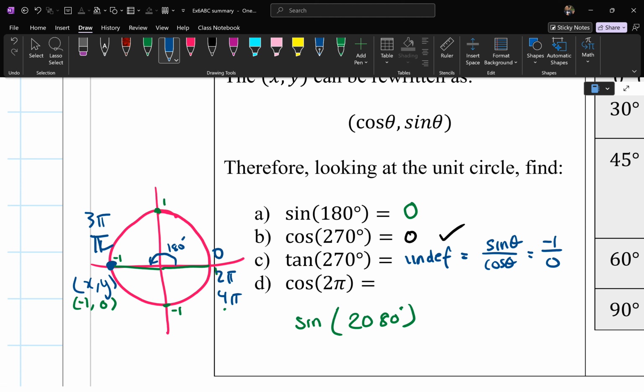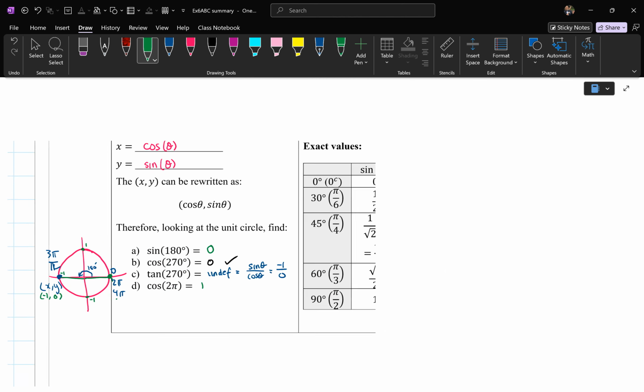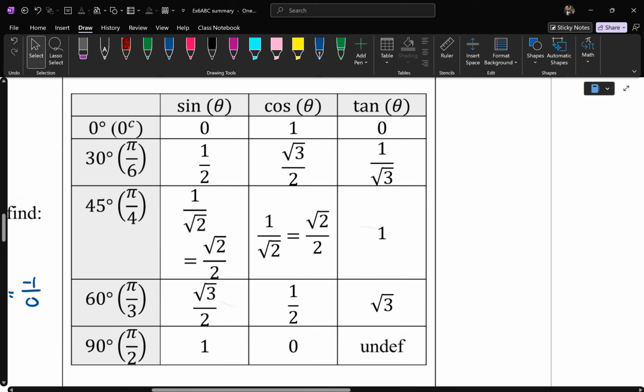Now let's work in radians. What is cos of 2 pi? Can I please have, let's go with Tara. What's cos of 2 pi? 1. Very good. So we can see 2 pi is right there, and right at that length, x is 1, y is 0. Now, there is a table over here.